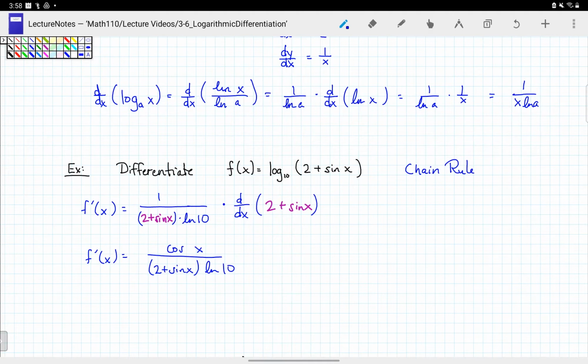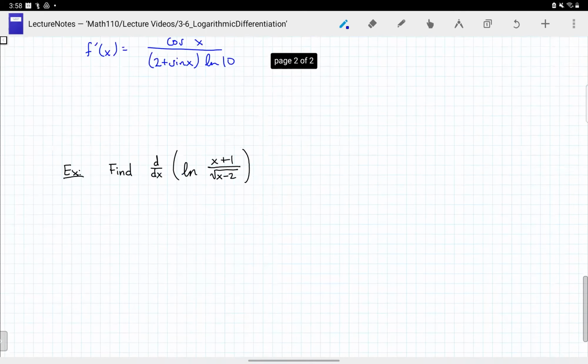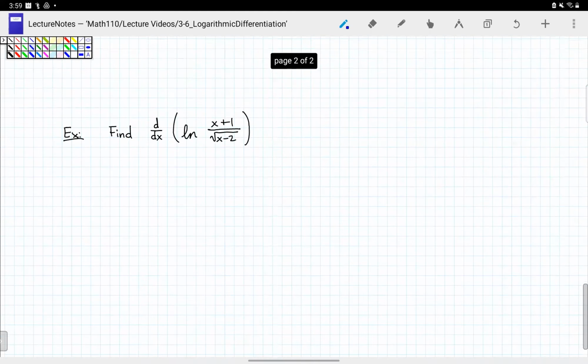Okay, let's take a look at another example. So here we're going to find the derivative of the natural log of the function (x plus 1) divided by the square root of (x minus 2). So we might first think that we're going to use the chain rule again, and inside that chain rule we're going to use maybe a quotient rule. Okay, so let's do this again by chain rule.